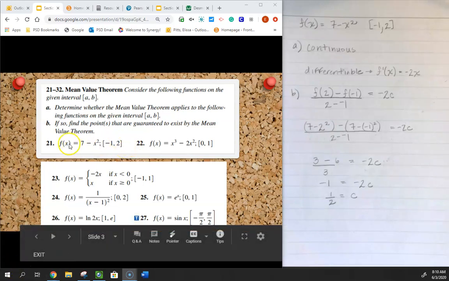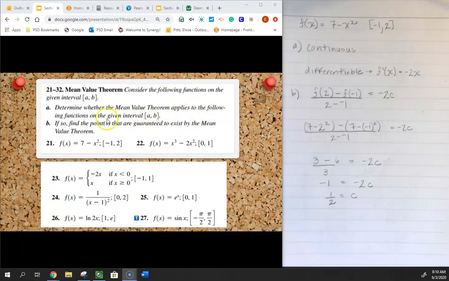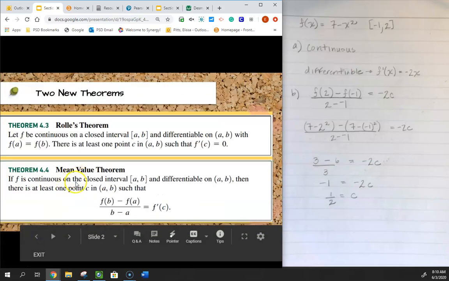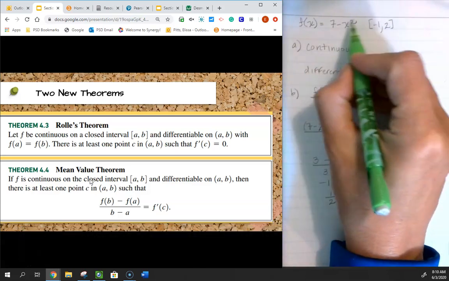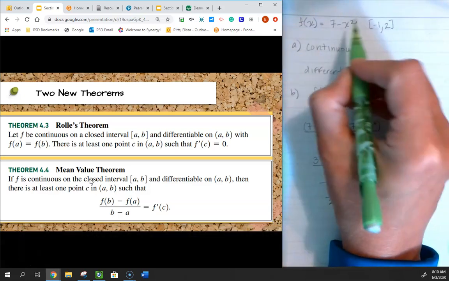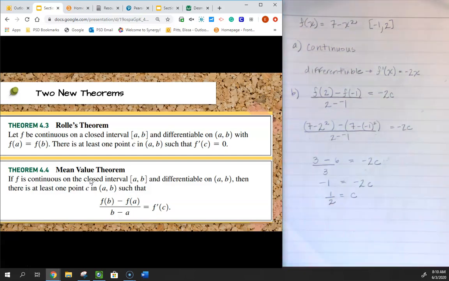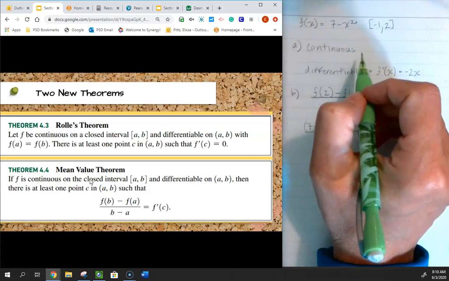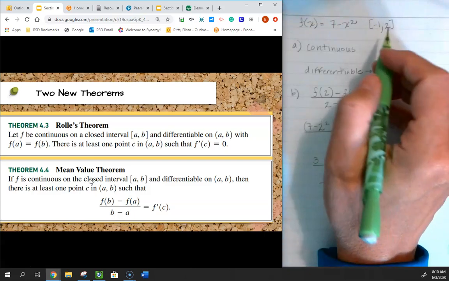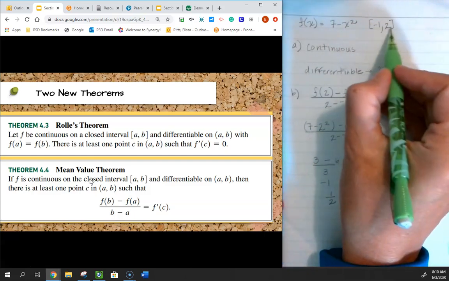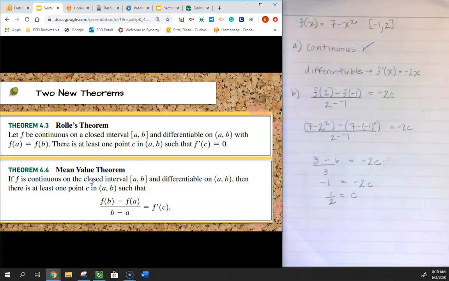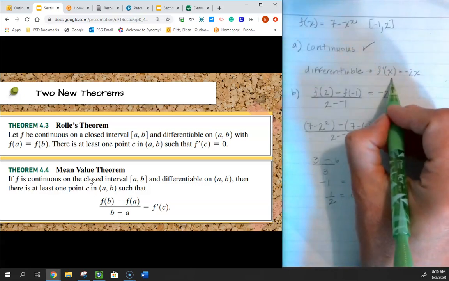So to determine whether the mean value theorem applies to the following function, we go back to the mean value theorem. And we need it to be continuous on the closed interval. So what we're checking for is, is there any place between -1 and 2 that we can't put into this function, 7 minus x squared, that would give us a hole, a vertical asymptote, or a break in the graph. So no, we can put every value between -1 and 2 into this function and there's no problem. So check, it's continuous.